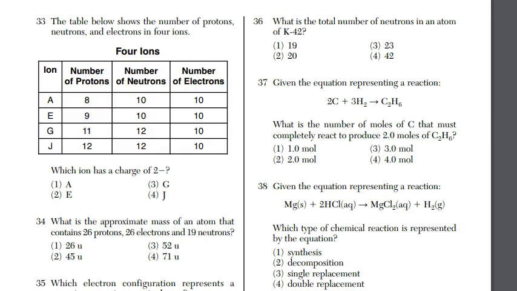Question 36. It's asking about the total number of neutrons in an atom of potassium 42. Okay, so I guess they liked potassium last year in June. So first of all, potassium is element K. 42, this number is the mass number. That's protons plus neutrons. So what I need to do is subtract the number of protons.